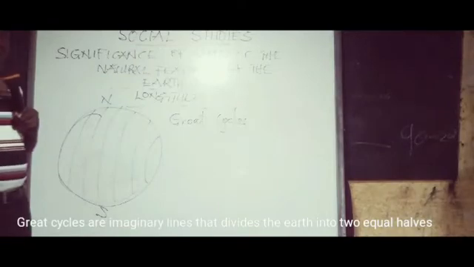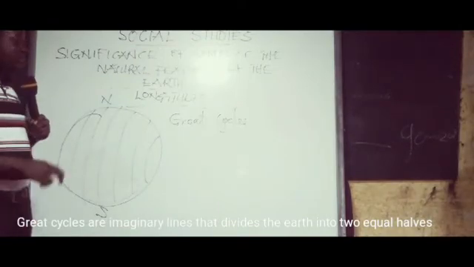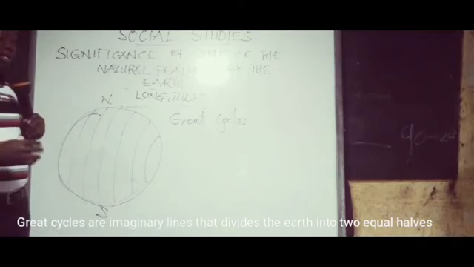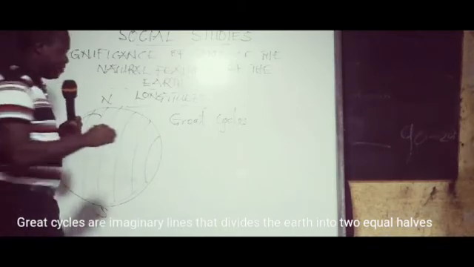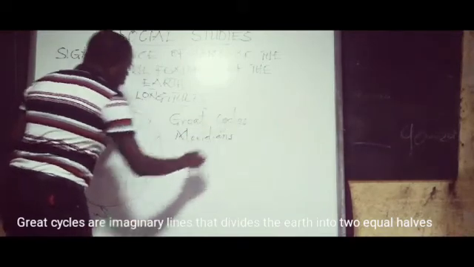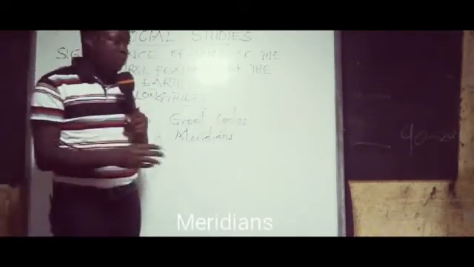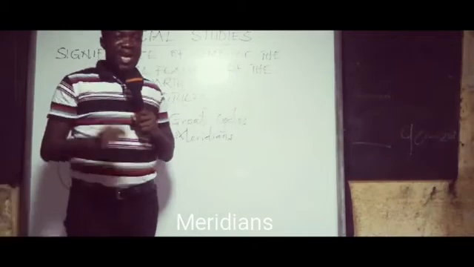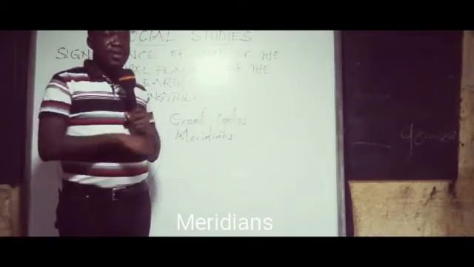So fact 1, great circles are lines or longitudinal lines that divide the Earth into equal halves. Also, we have to take note that we have what we call meridians. The word meridian is not named for great circles, but a meridian is a half of a great circle.